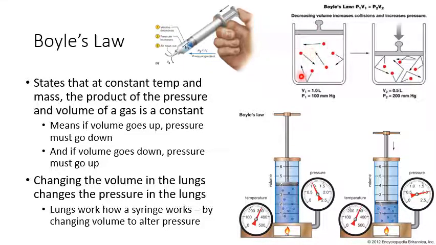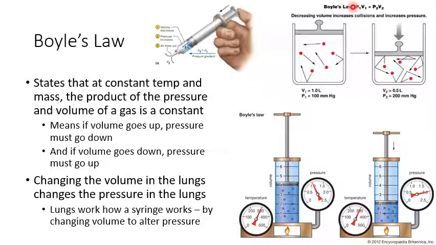So if you have a set number of molecules in this container, that's a set mass, and you're also holding the temperature constant, you're going to have a certain volume and pressure in this container. If you then reduce one or the other, you're going to increase the one that you didn't alter. So if you take the volume of this container and cut it in half, the pressure is going to have to double.